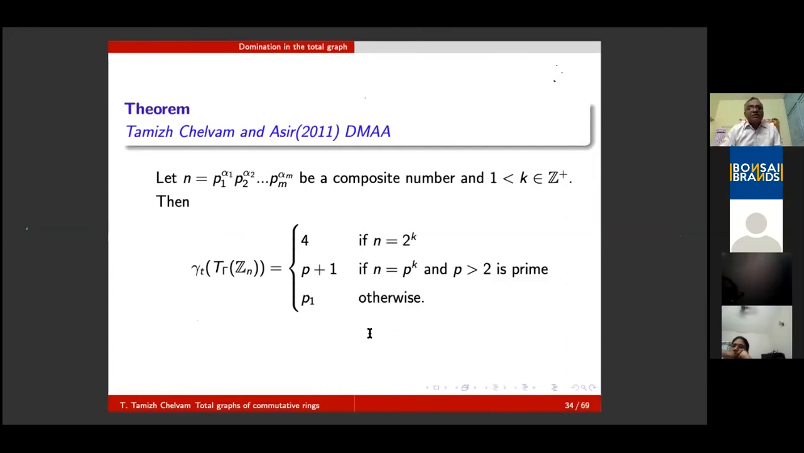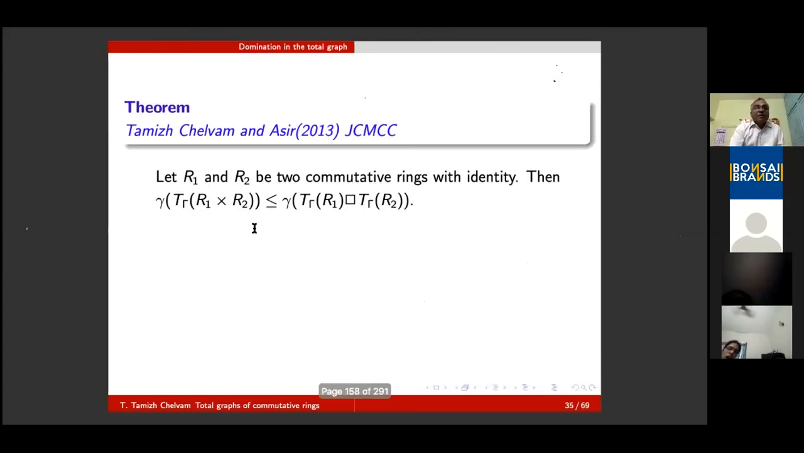And not only the domination number, the total domination for this total graph T gamma of Zn is also obtained, which varies in 3 cases: it is 4 when n is equal to 2 power k, it is equal to p plus 1 when n is equal to p power k, a prime power, and it is equal to p1 when n is a composite number, a product of more than 1 prime. And of course, this is the property which enables us to extend the properties of the total graph through direct product.